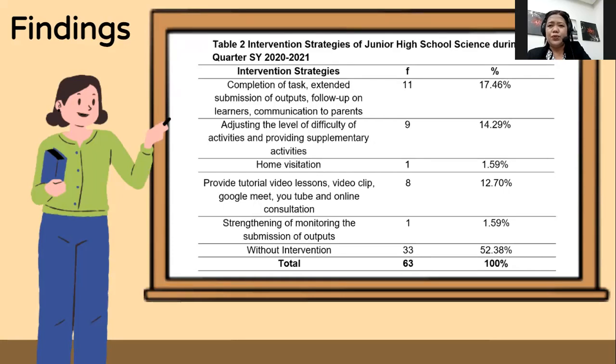For Table 2, we have the intervention strategies of the junior high school science during the fourth quarter for school year 2020 to 2021. We have for the greater percentage 52.38%, which is without intervention. It was followed by 17.46% for the completion of tasks, extended the submission of outputs, follow-up to learners, and communication to parents.